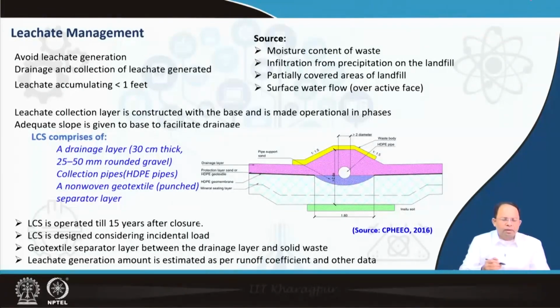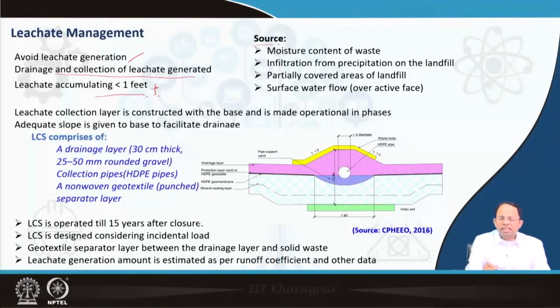So, our primary goal is to avoid leachate generation in the first place, and our goal is drainage and collection of leachate generated. The amount of leachate that is generated, we have to drain it to a certain point and then collect it. And we should not allow accumulation of leachate more than 1 foot, as we have discussed. Otherwise, it will mix with the waste. And also, this is the height of the drainage layer, so we cannot exceed it.